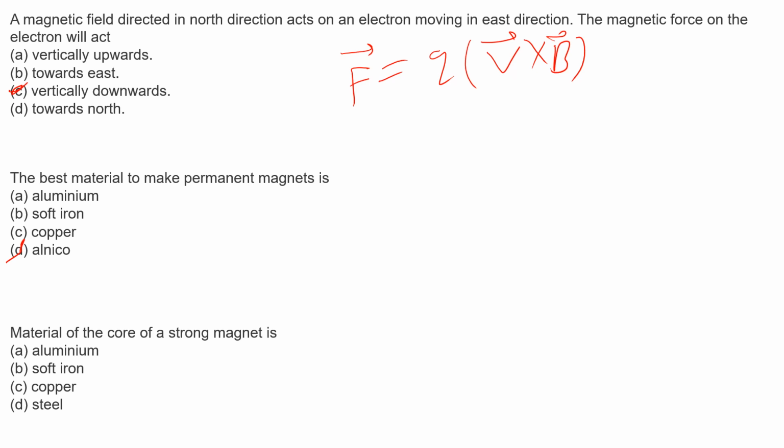A soft magnetic material means we need a material which gets saturated in terms of magnetization value at a very low applied current value. So soft iron is the best material to get a strong magnet, which is an electromagnet, not a permanent magnet, right? So the correct answer of this question is option B, that is soft iron.